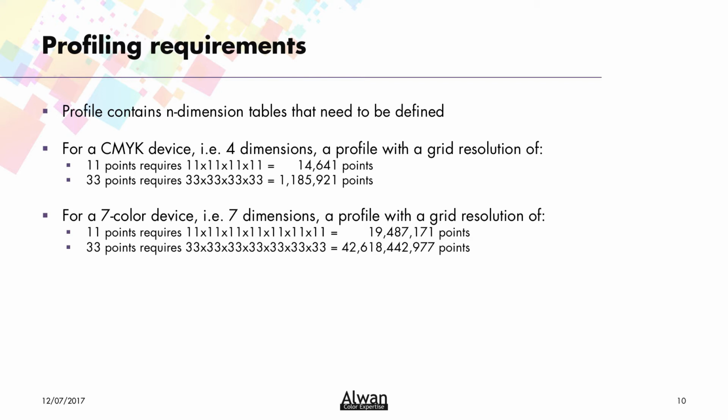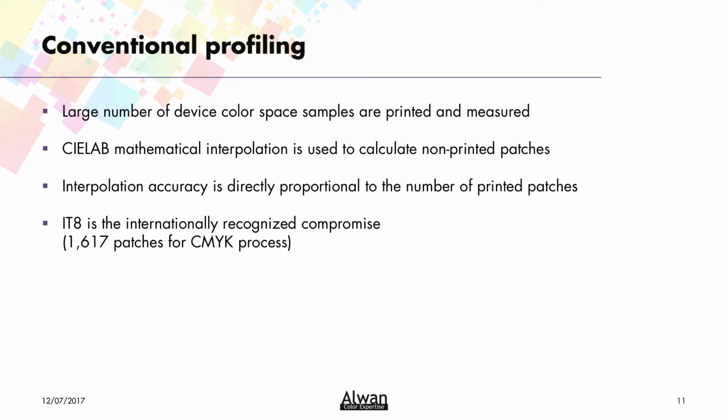If I want a large profile to get a higher color accuracy with something like 3% increments, I need 33 points per dimension. So for my CMYK profile with 33 grid points per table, I need more than 1 million colors. For a 7-color device, it is between 19 million and 42 billion colors to sample the color space. So how can I get these tens of thousands and millions of colors? I cannot print these colors. So this is where the test charts come into play.